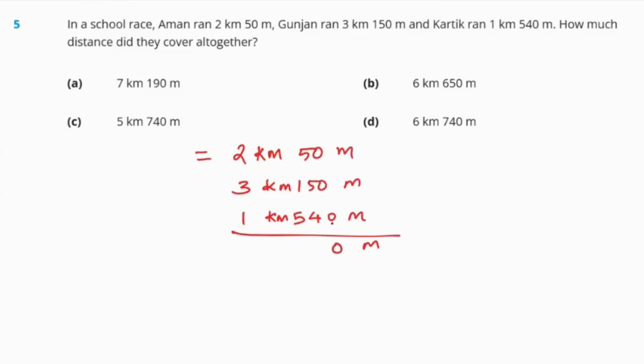Adding the meters, we get 740 meter, and the kilometers add up to 6 kilometer. So 6 kilometer 740 meter is the correct answer. The correct answer is option D, 6 kilometer 740 meter, the total distance covered by these three friends.